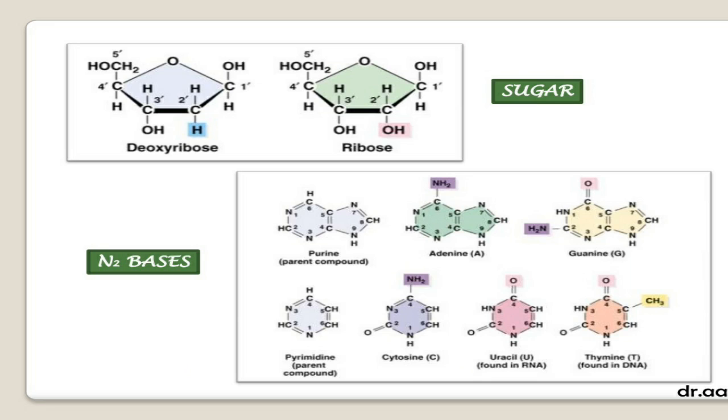See the different types of sugars present in the nucleic acid. Deoxyribose, a pentose sugar, is present in DNA and ribose is present in RNA.